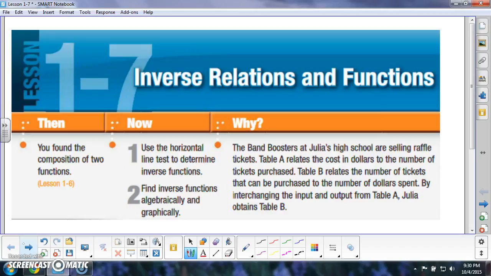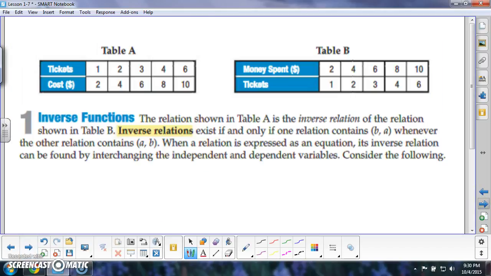It says, the band boosters at Julia's high school are selling raffle tickets. Table A relates the cost in dollars to the number of tickets purchased. Table B relates the number of tickets that can be purchased to the number of dollars spent. By interchanging the input and the output from Table A, Julia obtains Table B. A better visual of this, you can see the two tables at the top, Table A and Table B.